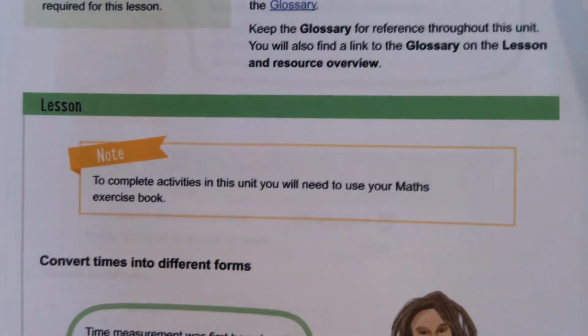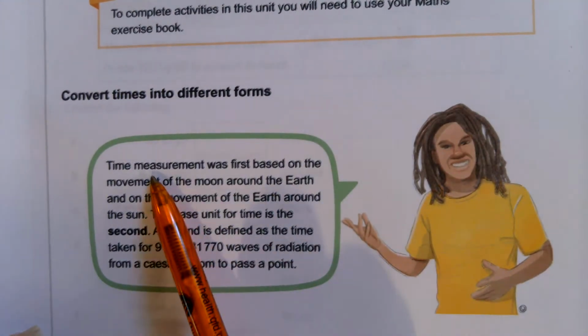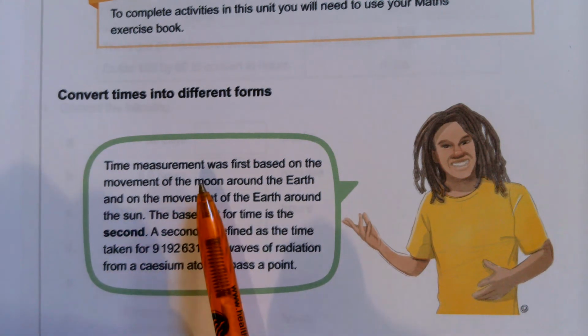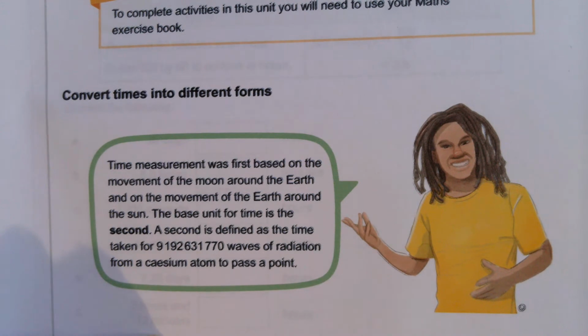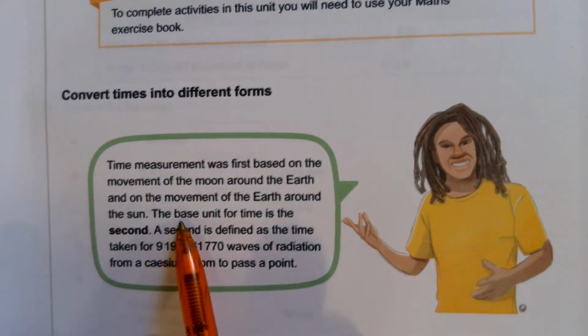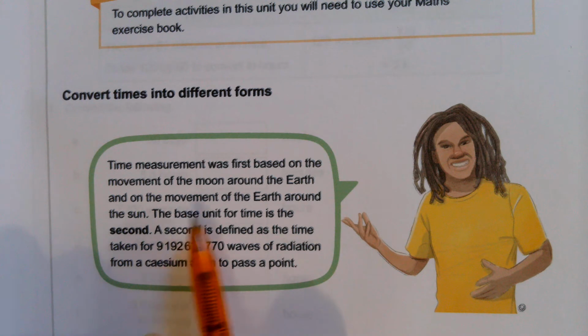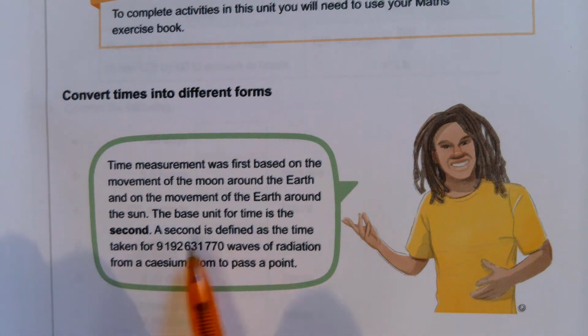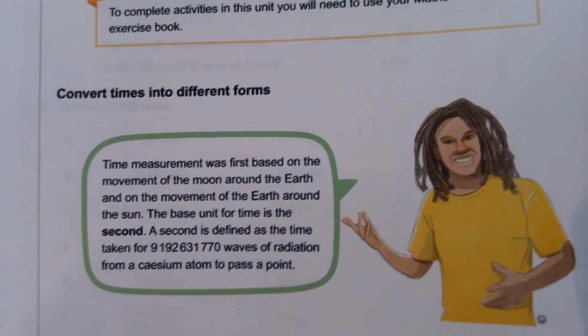Okay, first of all, looking at our science lessons, time movement was first based on the movement of the moon around the earth and on the movement of the earth around the sun. So this is a scientific fact that you have done. The base unit of time is a second. The second is the time taken for that many waves of radiation from a cesium atom to pass a point. So it's very technical. But anyway, if you ever wanted to know why, that's why.